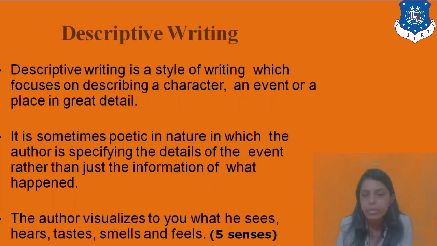Now, descriptive style of writing. Descriptive style of writing is one in which the characters and events are described in great detail. It is sometimes poetic in nature, in which the author is specific about each and every event which is happening at that time, right? So the author will visualize everything: hear, taste, smell, and feel. They will use more and more adjectives and metaphors in a descriptive style of writing. So when everything is explained in very fine detail, then it is known as descriptive style of writing.